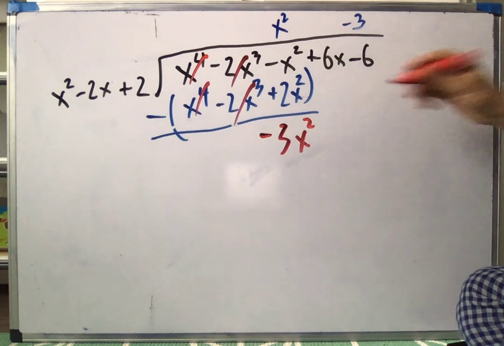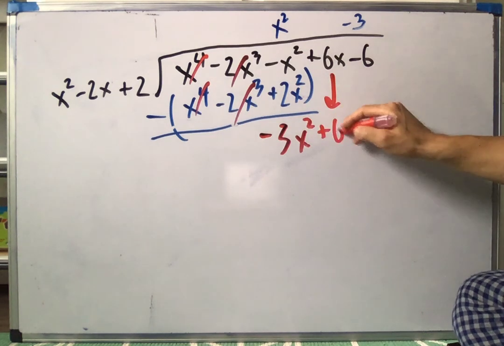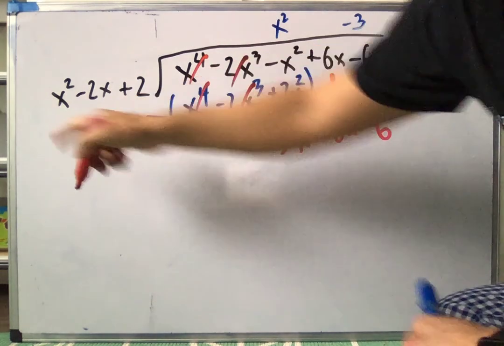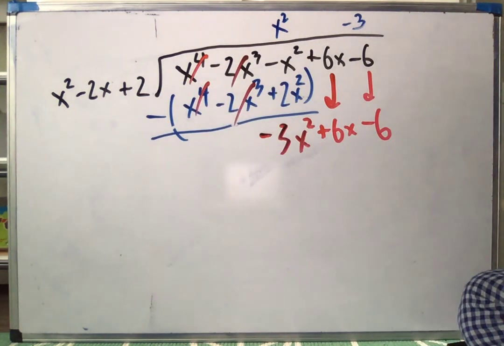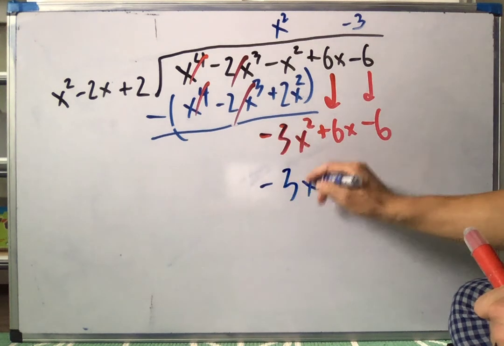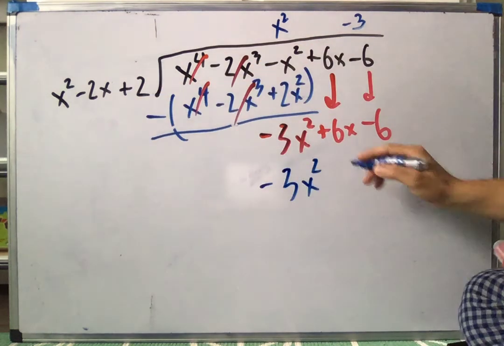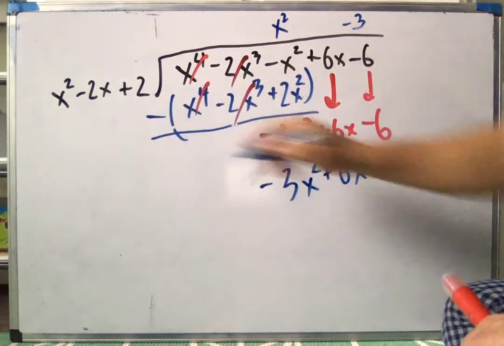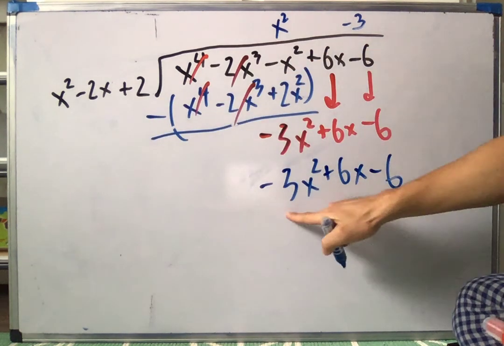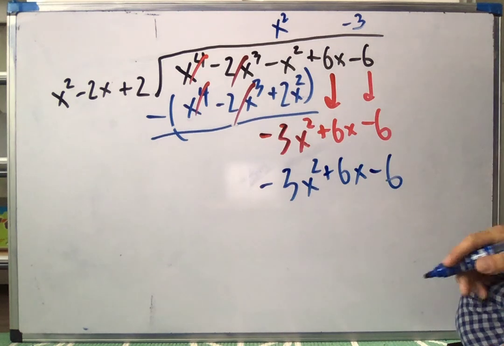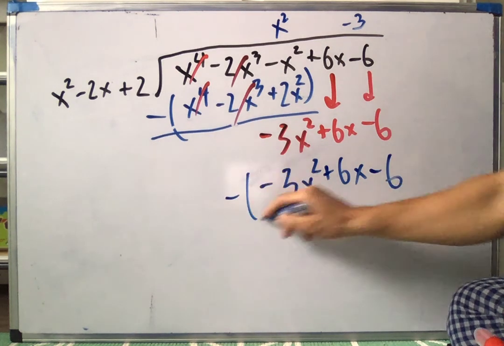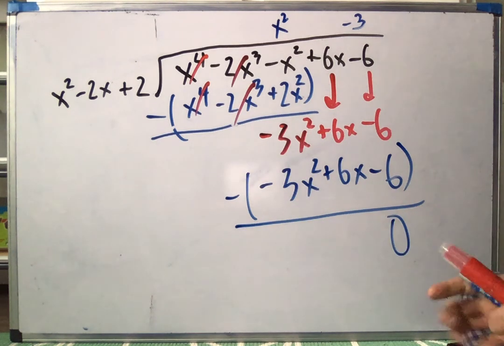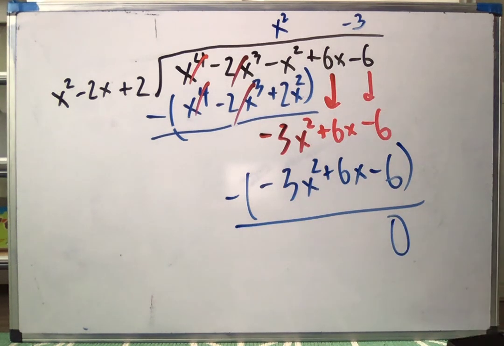I'm sorry, before I do that, I'm going to bring this down. This is plus 6x and minus 6. So now negative 3 times x squared is negative 3x squared. Negative 3 times negative 2x is positive 6x. Negative 3 times 2 is negative 6. You see that these actually match up perfectly, which is what I should have expected, because now when I subtract this, it's going to turn out to be 0. Everything just cancels beautifully.